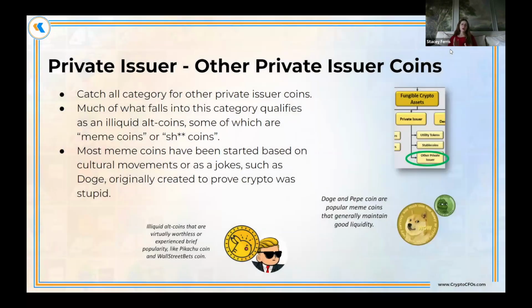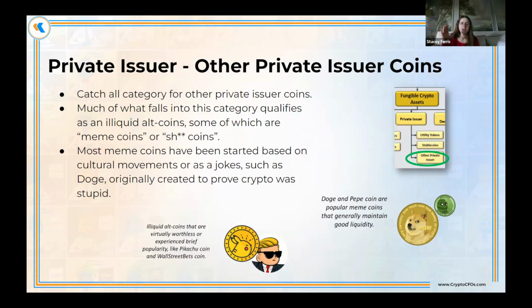All right. So other private issuer coins. This is a category basically with the AICPA where we just said, this is the catch-all. The two most notable categories out of private issuer are utility and stablecoin. The catch-all is other private issuer. This is where you're going to put your meme coins, your shit coins, your illiquid altcoins. All of that goes into other private issuer at this point. A lot of small projects with their illiquid altcoin where they're trying to get up and running, they're going to go into this other private issuer category. Other private issuer carries higher risk.